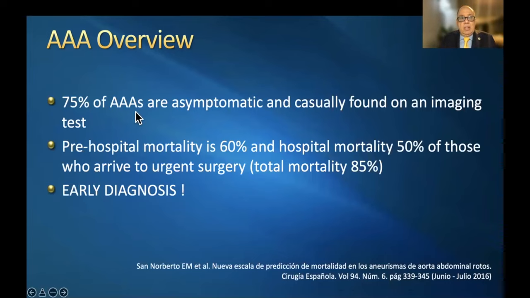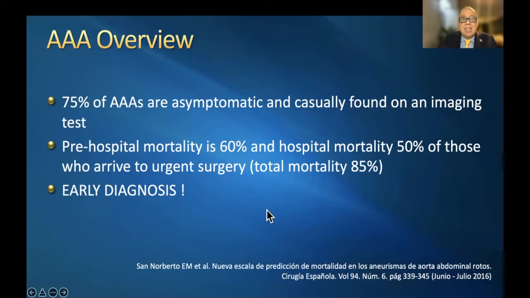55% of AAAs are asymptomatic and casually found on an imaging test. Pre-hospital mortality is 60% and hospital mortality 50% of those who arrive to urgent surgery, with a total mortality of 85%. So it's necessary to do a very early diagnosis.